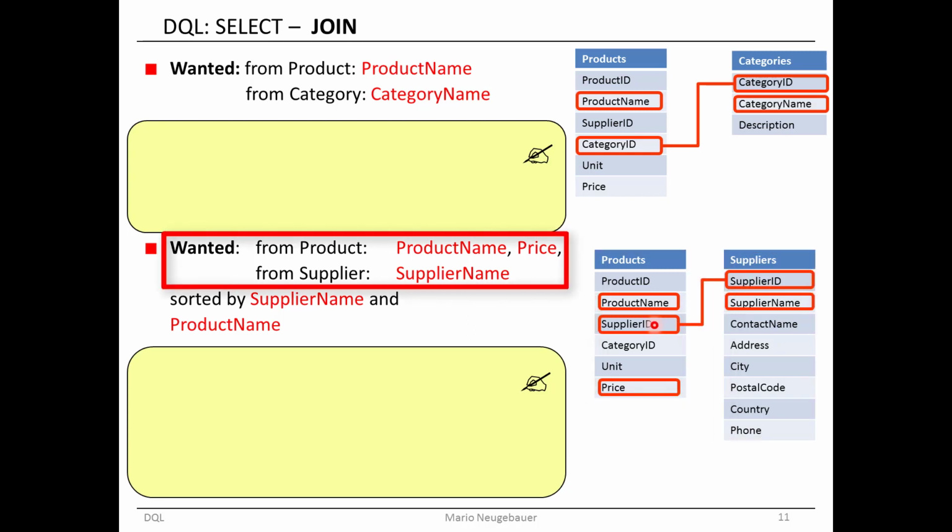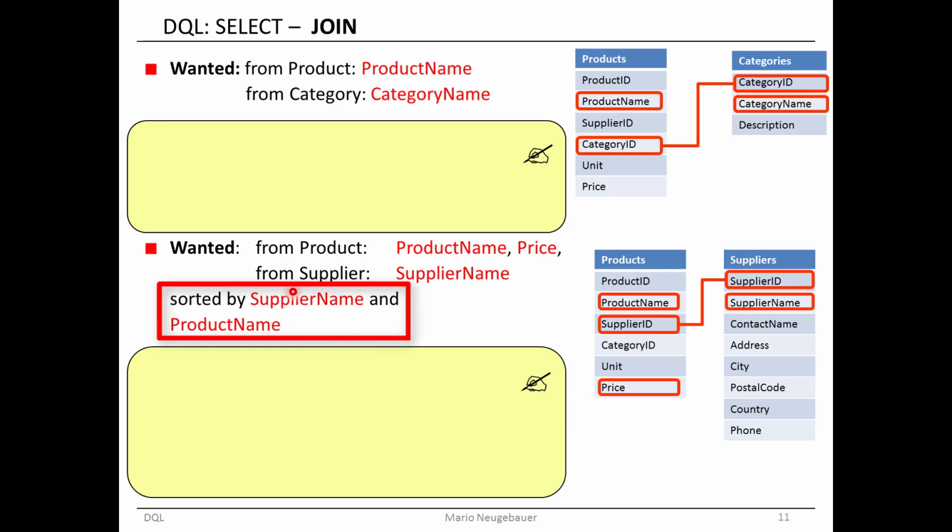And what we are actually interested in is the product name, maybe also the price from the products table, and from the supplier table, we are interested in the supplier name, so that we can list the product, the price, and the supplier name in one result, so that we can have a look at the data in one compound, so to say. And as a second part in our second task, we want to do some sorting, some order by supplier name and order by the product name.